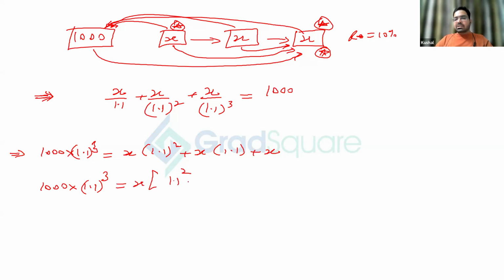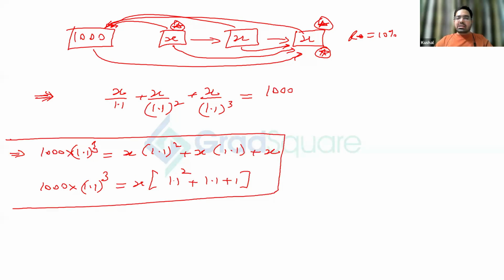You will get what? 1.1 square plus 1.1 plus 1. If you solve this, you are going to get your answer. In fact, if you look at the first equation, you will realize that it also comes down to the same point as this. So if you take 1.1 as the LCM on your left hand side, what are you going to get? You are going to get 1.1 whole square into x plus 1.1x plus x, which equals 1,000 into 1.1 whole cube. Correct?